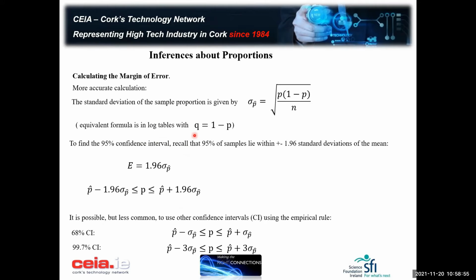But there's a more accurate, more exact formula, and that is to say that the standard deviation of the sample proportion is given by this formula. This formula is in your log tables. It's a slightly different representation. They use the letter Q to represent 1 minus P in the log table, but it's essentially this formula.